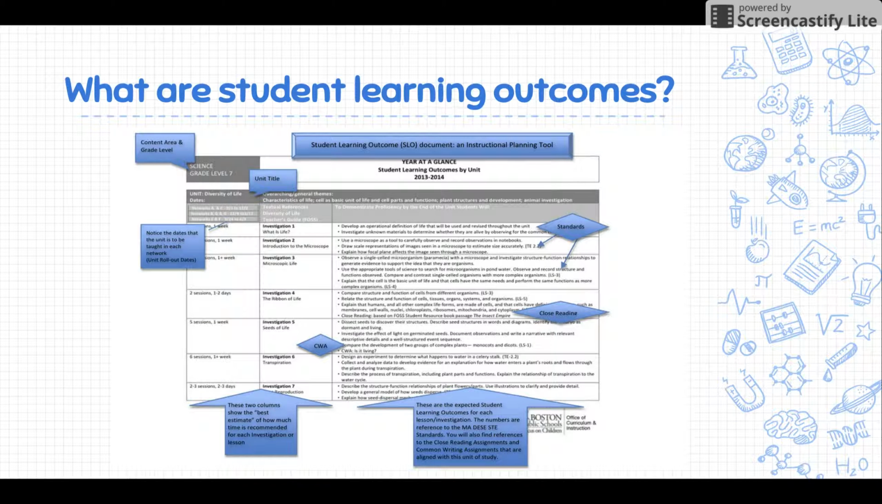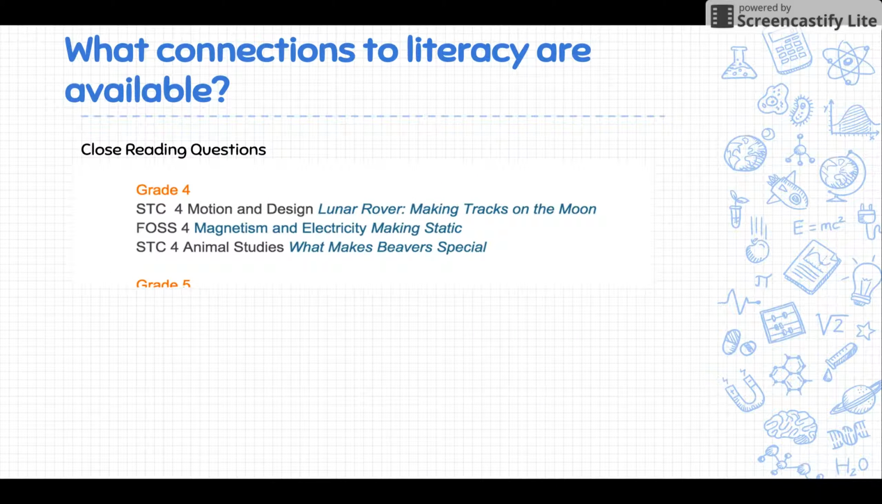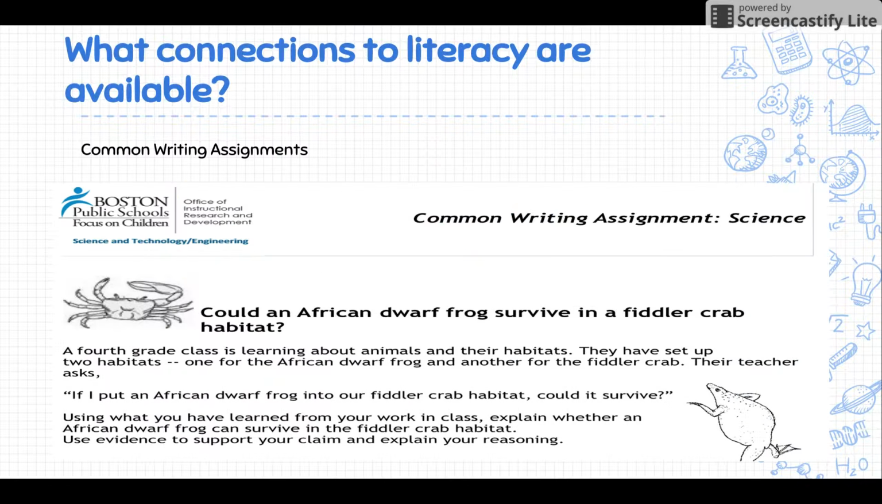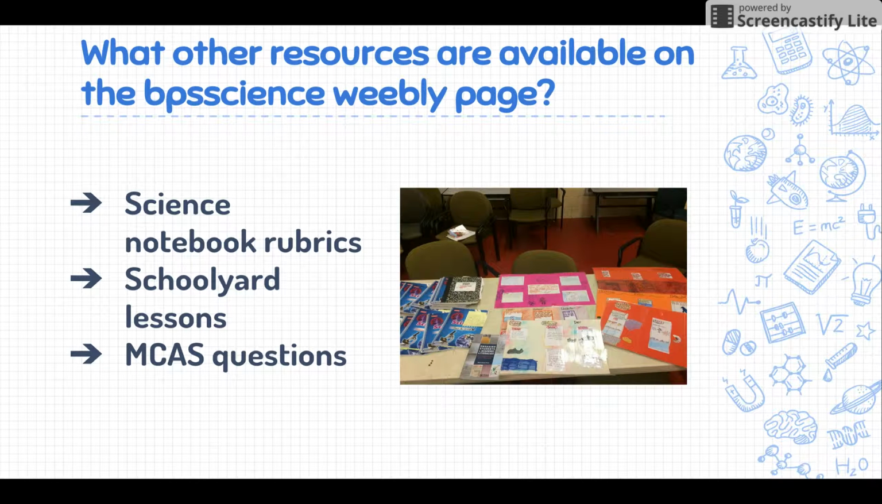There are also student learning outcomes available, which talk more about the pacing and the big ideas and the main content taught in this unit. So what literacy connections are available? Again, we have close reading questions with answers made by BPS science teachers. We also have common writing assignments where students can use the claim-evidence-reasoning framework to create an explanation or argument.